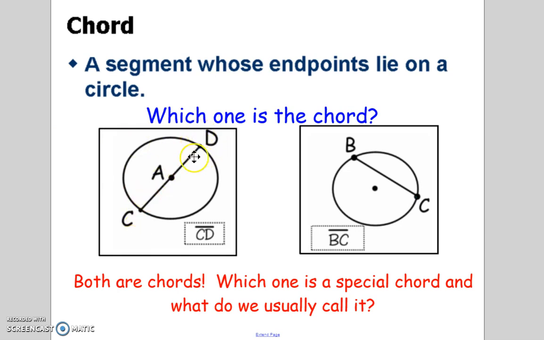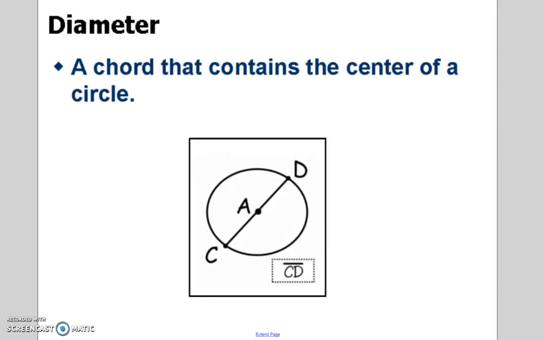This one that happens to go through the center is our special chord called the diameter. So a diameter is a chord, it just has to go through the center. It's just the special name for the chord that goes through the center. It's called the diameter. Make sure you're drawing these pictures and writing down the notations for it. That's why that circle is there for you.